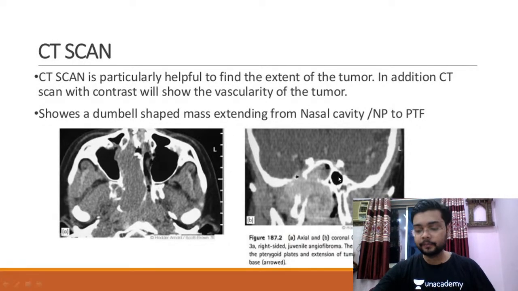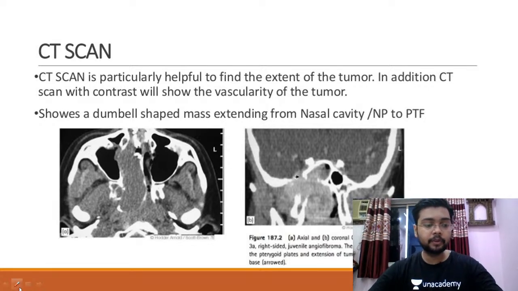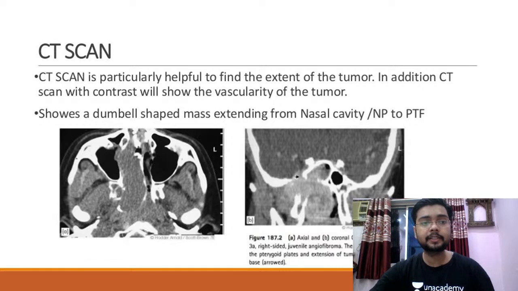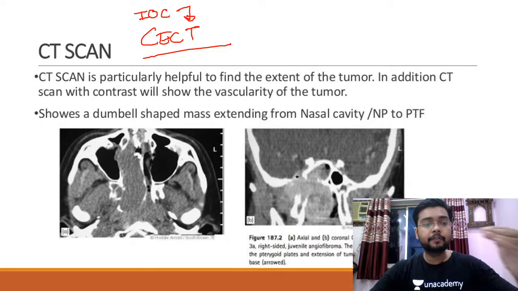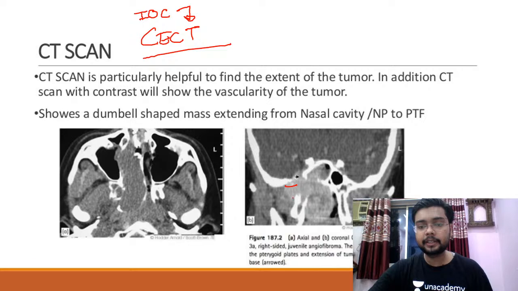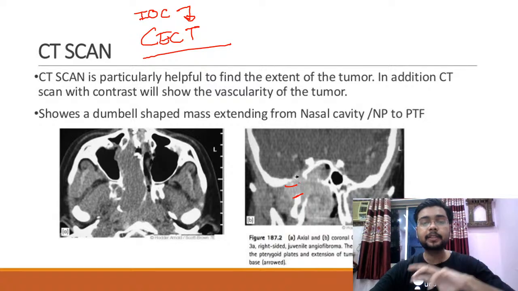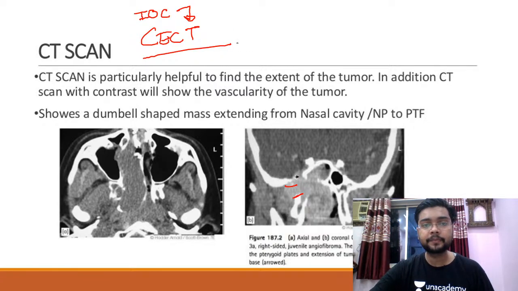Now let us come to the investigation. The investigation of choice for diagnosis is CECT of the nose and paranasal sinuses. It will give you a contrast-enhancing mass arising from the sphenopalatine foramen or the area of the pterygomaxillary fossa. Somewhere here, you will see widening of the pterygopalatine fossa because of the tumor, and this is a hugely enhancing mass on CECT.